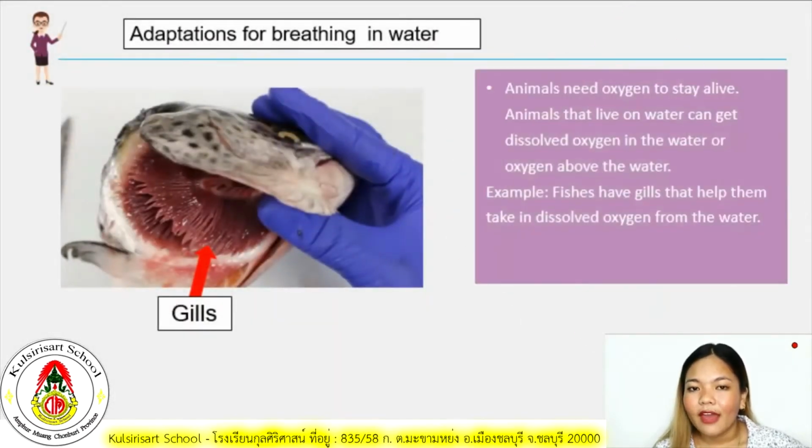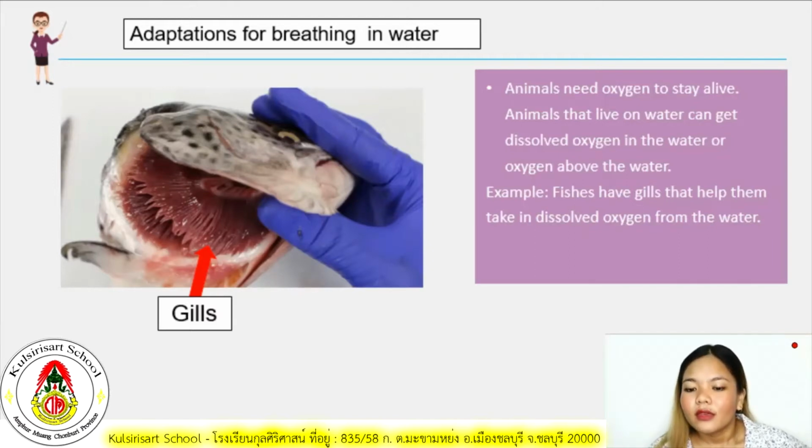Now, we have here the second type of adaptation, and that is adaptation for breathing in water. Animals need oxygen to stay alive. Animals that live on water can get dissolved oxygen in the water or oxygen above the water. An example is fishes that have gills that help them take in dissolved oxygen from the water. So just like the animals on land, animals on water also take in oxygen.